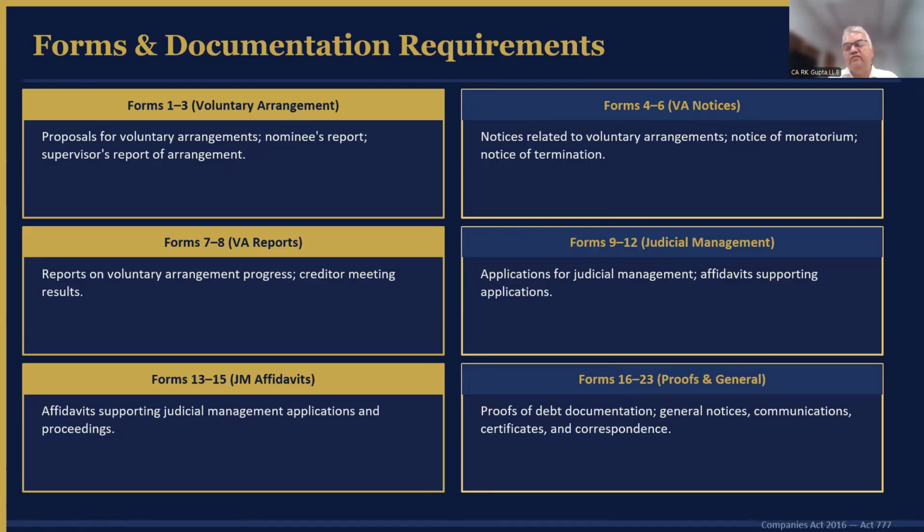Forms 9 to 12, regarding judicial management. These include application for judicial management and affidavits supporting applications. Forms 13 to 15 of judicial management affidavits contain affidavits supporting judicial management applications and proceedings, and Forms 16 to 23 relate to proofs and general formats. So these are proofs of debt documentation, general notices, communications, certificates, and correspondence.